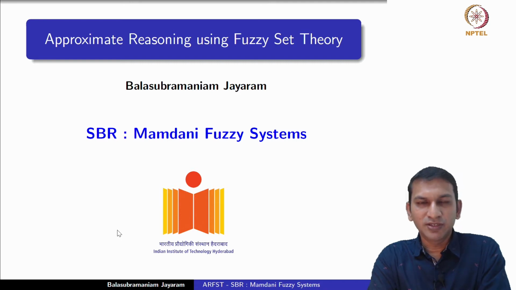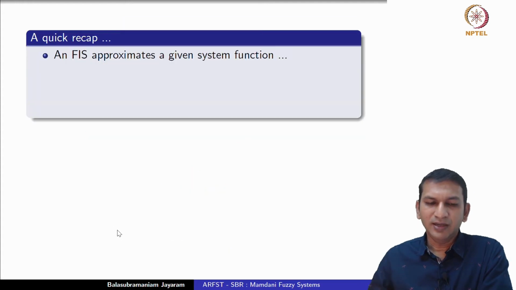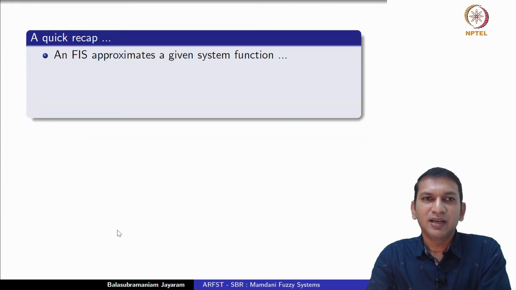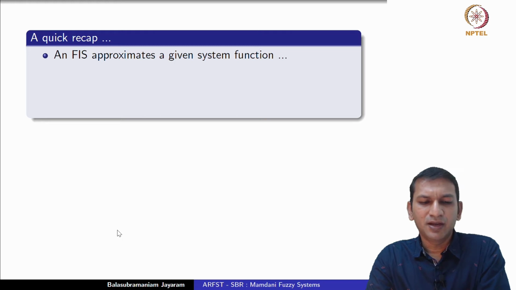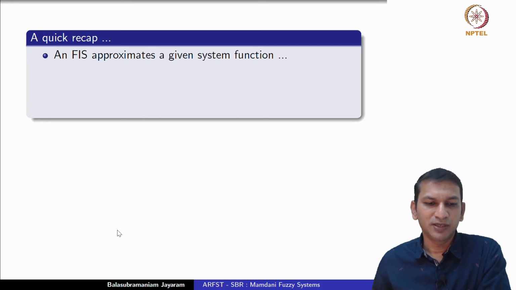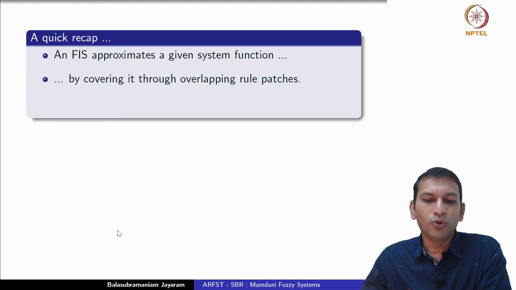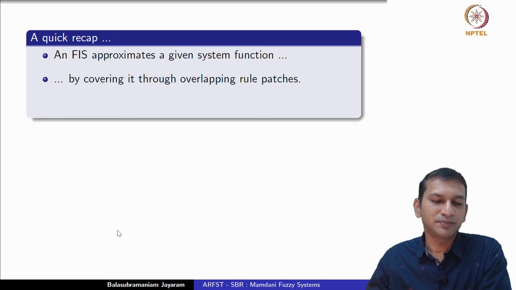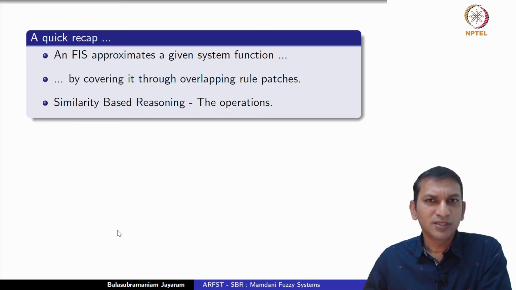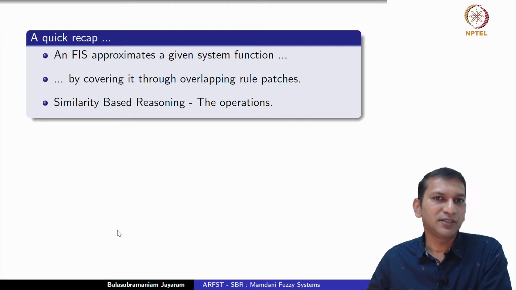In this week of lectures, we have been discussing similarity-based reasoning, and we have seen that a fuzzy inference system approximates a given system function by covering it through overlapping rule patches. This is the most important takeaway when you want to visualize how a fuzzy inference system captures the working of a system. We have, of course, through the previous two lectures, seen the operations involved in similarity-based reasoning.